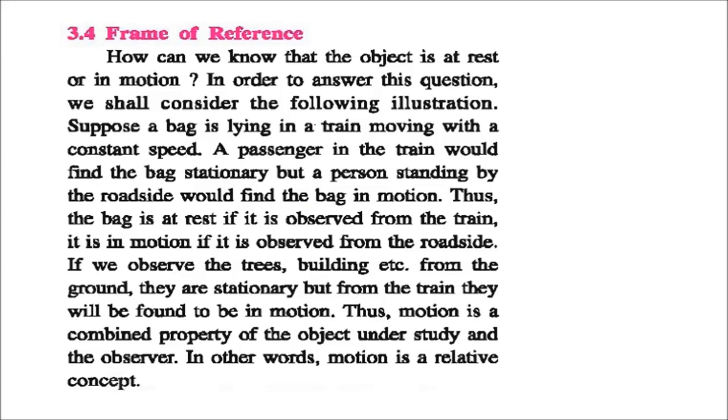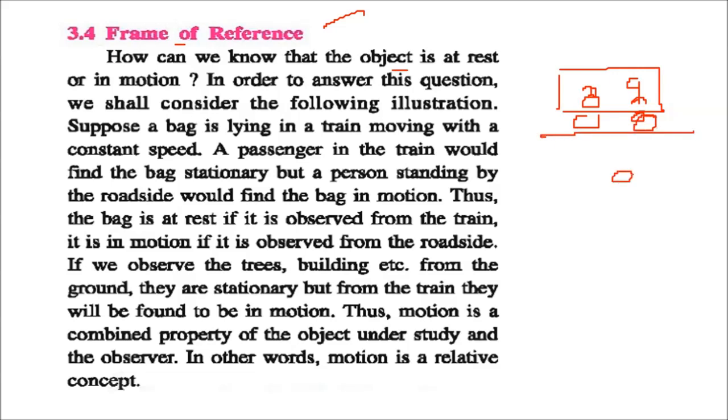Frame of reference. Frame of reference is very important, and you are free to choose any frame of reference. Before we start discussing frame of reference, the question is, how do you know that an object is at rest or in motion? Here is an example. We have a train and we have a bag here, say. Here's a bag. Now you are here somewhere, the train is moving with some speed, and there is another person here. Say some trees are here.